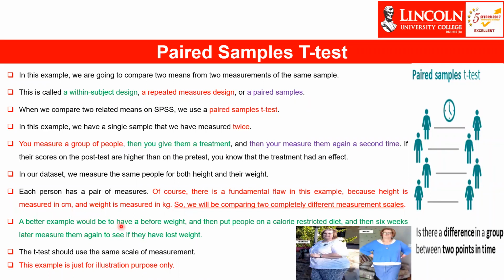A better example would be to have a before weight and then put people on a calorie restricted diet, and then 6 weeks later, measure them again to see if they have lost weight. So the t-test should use the same scale of measurement. This is very, very important. This example is just for illustration purposes only, just to show you how it is done.